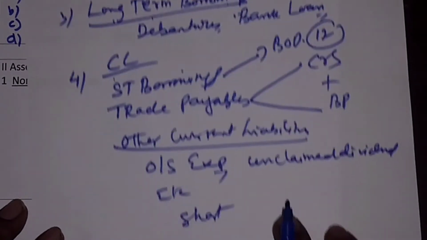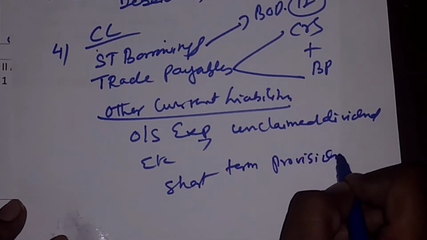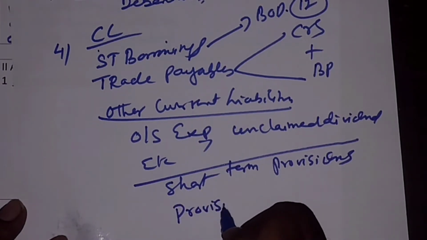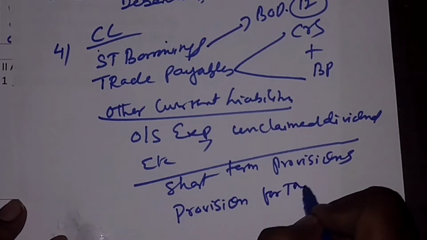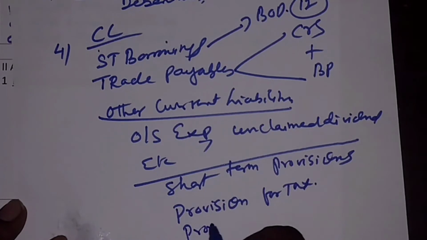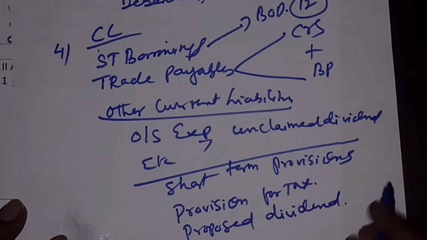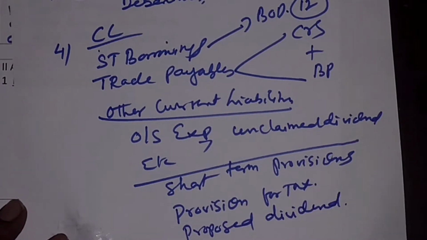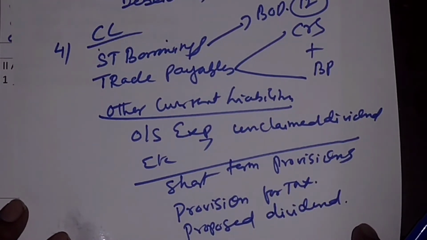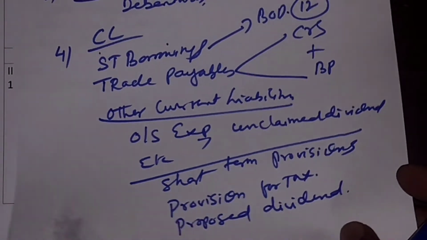And the last one is short-term provisions. What are short-term provisions? Provision for tax and proposed dividend. Yes, these are the common entries that will appear on the liability side. Even plenty of other entries are there, but as per our syllabus we are covering fewer items.